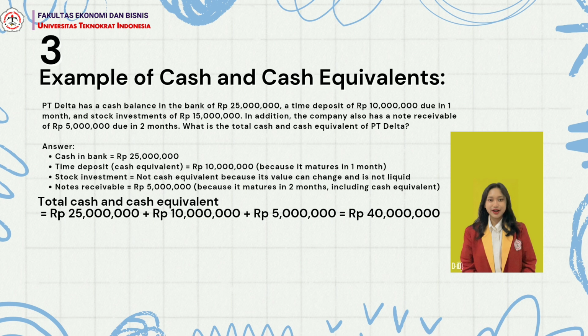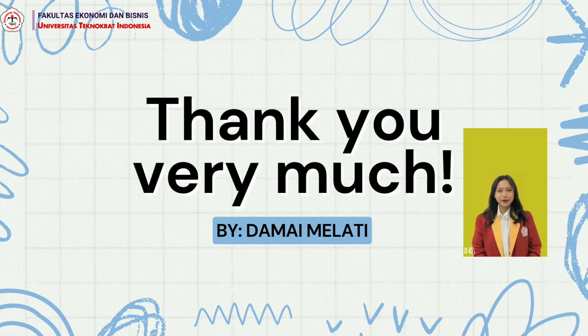Total cash and cash equivalents equals 25 million plus 10 million plus 5 million equals 40 million. Thus, PT Delta has total cash and cash equivalents of 40 million which can be used immediately for operations or payment of obligations. That was the explanation regarding the material, cash and cash equivalents, and some examples of problems that I can convey in this video.